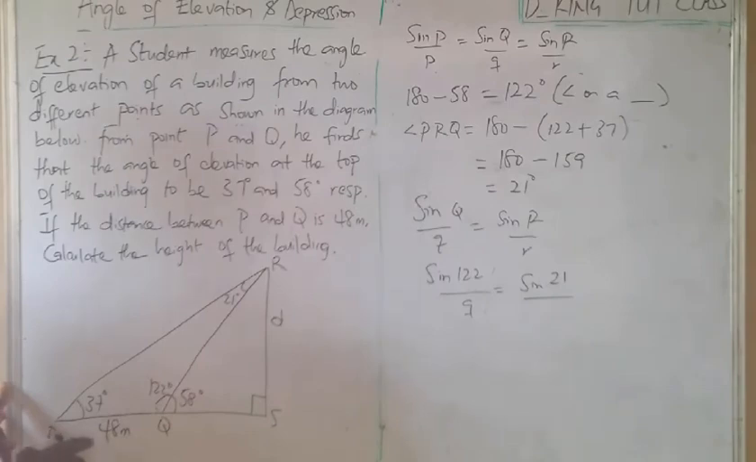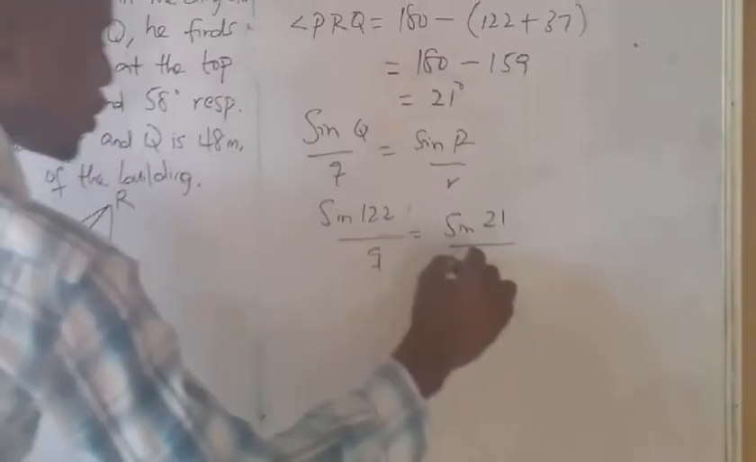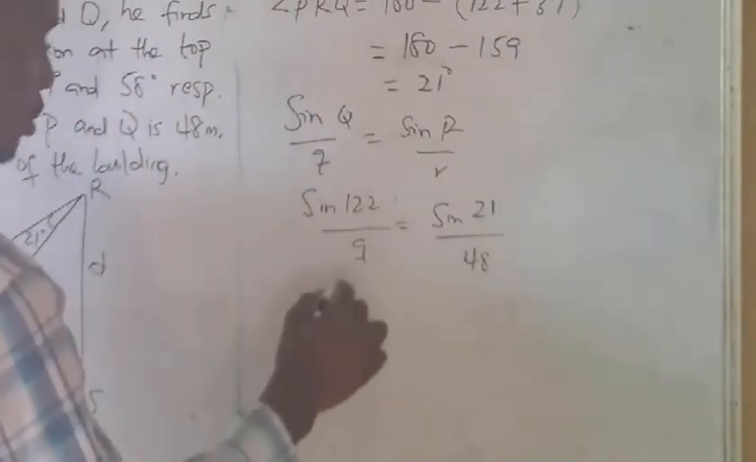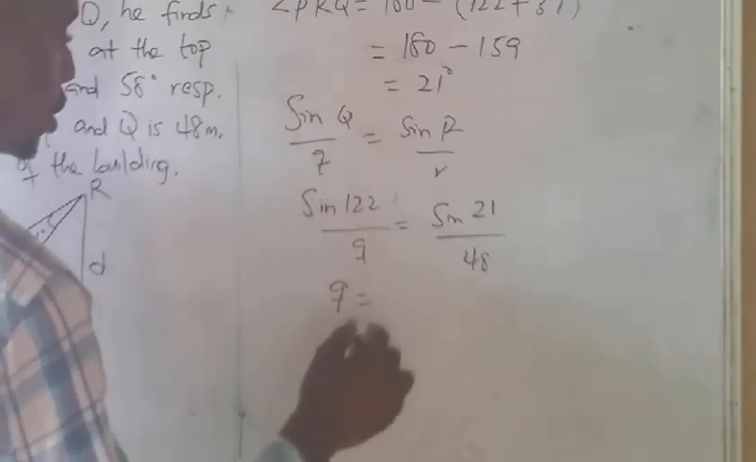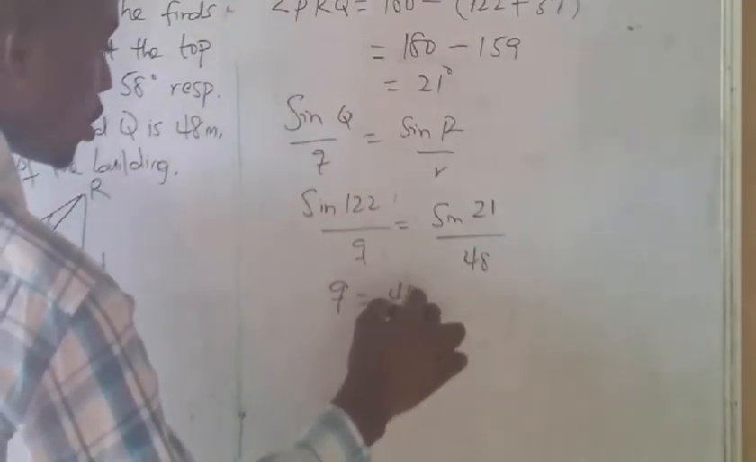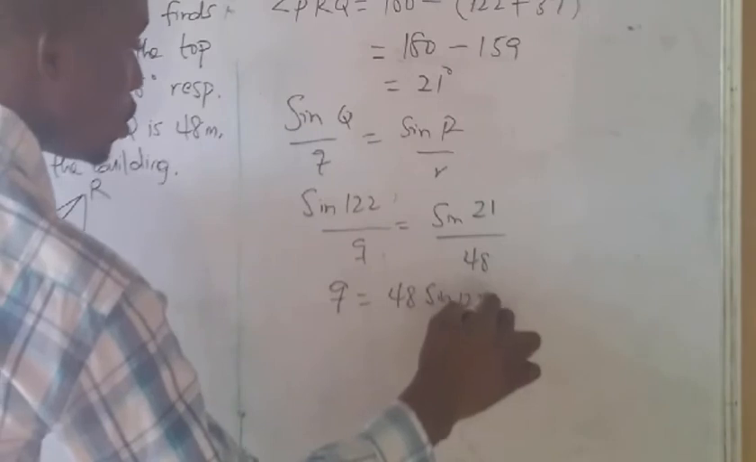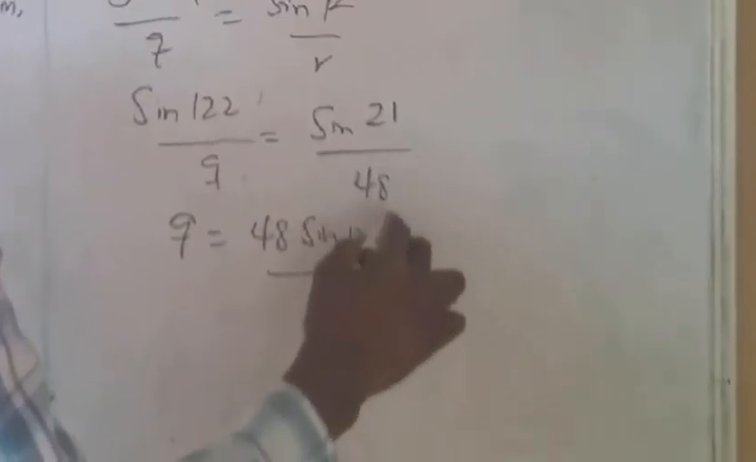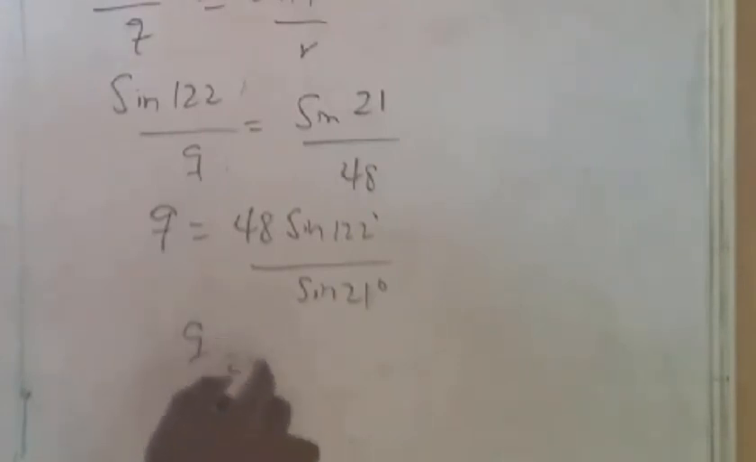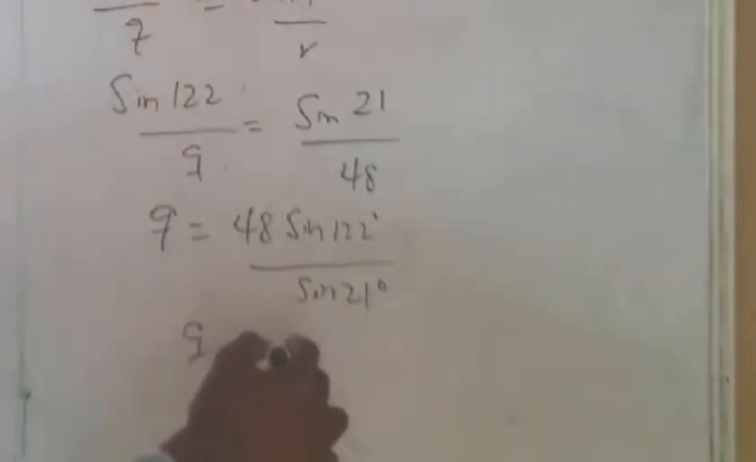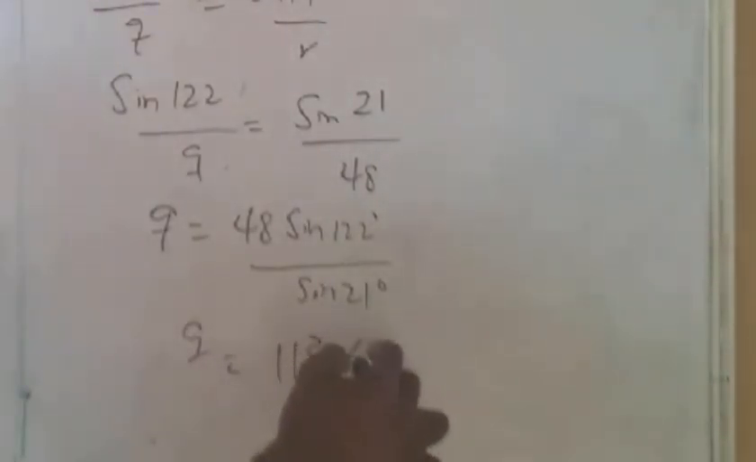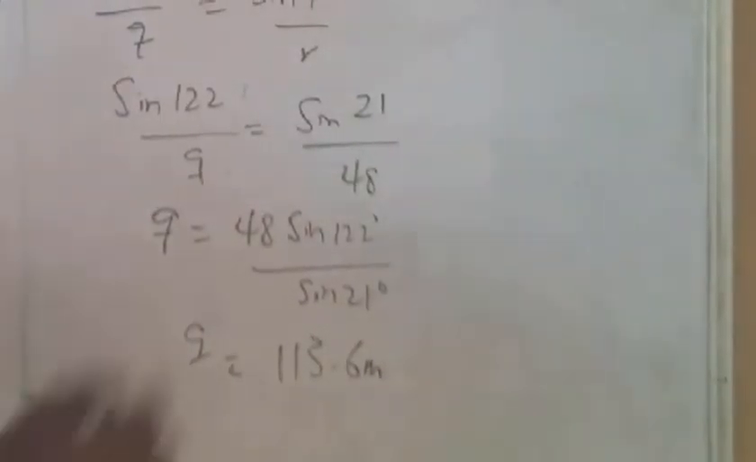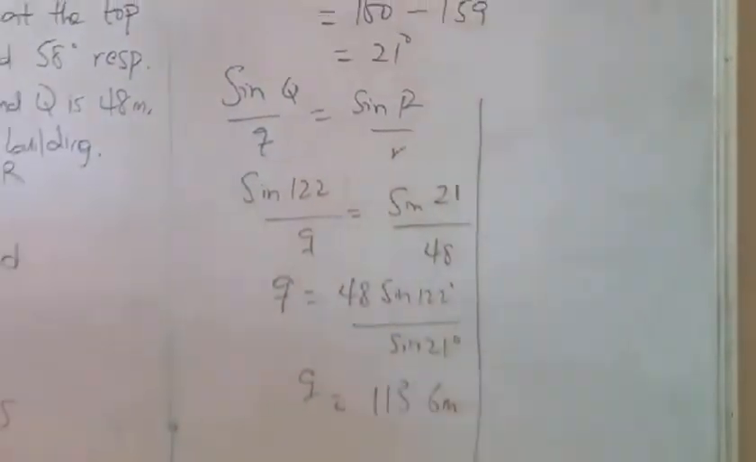small r. Where is r? r is 48 meters. In which case my q will be 48 sine 122 over sine 21 degrees, leaving our answer to be 113.46 meters.